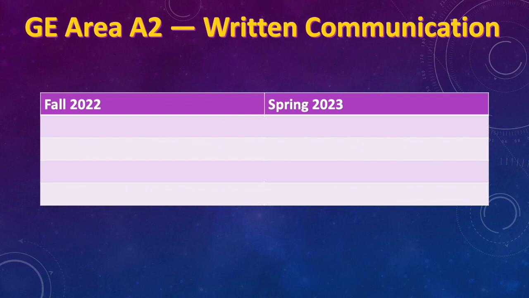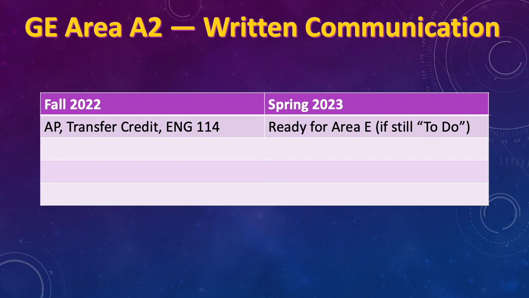So first up is English. What you take in spring depends on what you will finish by the end of this semester. If you already have met this requirement with transfer credit or AP test scores, or are taking English 114 this semester, then you are ready to take GE Area E in spring. If Area A2 is not met and you are not taking English this semester, then take English 114 in the spring.